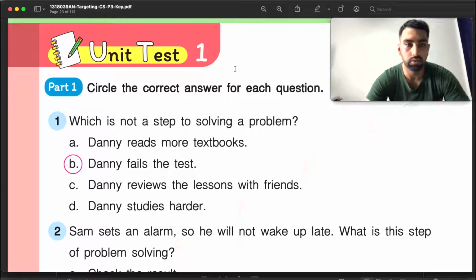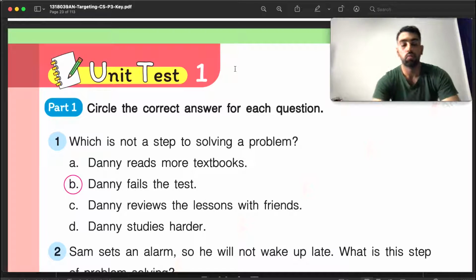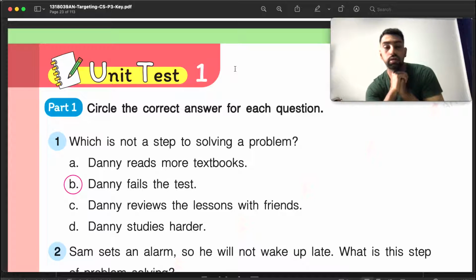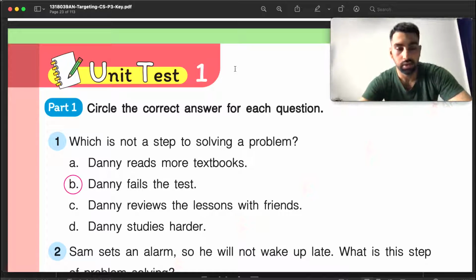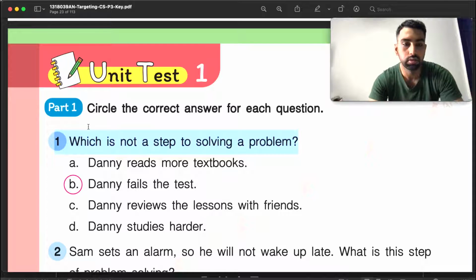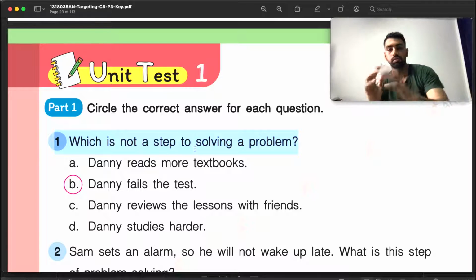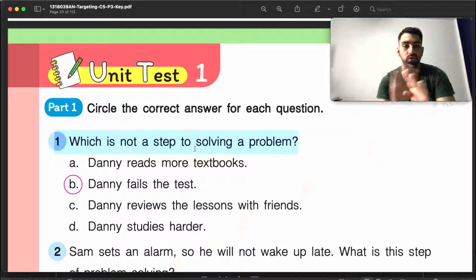In this one, we will check what units we have studied, what you learned. Here we have to check it out. So the number 1 question is asking which is not a step of solving a problem. When you solve the problem, which step we don't use.